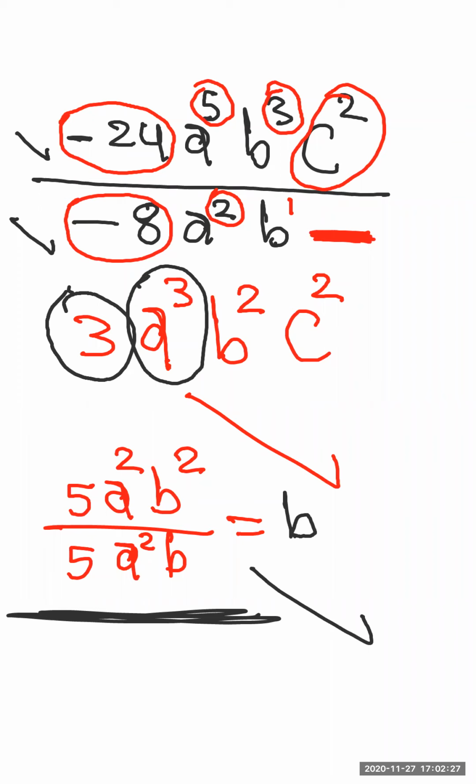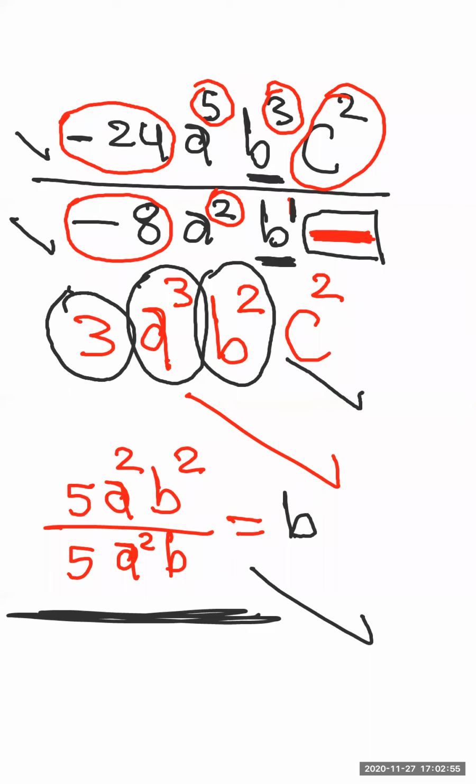Divide b at the power of 3 over b. This b, we said, is by default at the power of 1. So b at the power of 3 over b at the power of 1 will equal b at the power of 3 minus 1, which is b at the power of 2. Then c at the power of 2. Do we have c here in the denominator? No. So it will equal the same value, c at the power of 2.